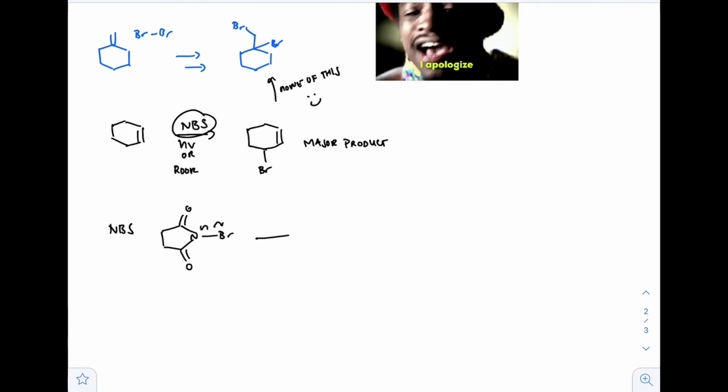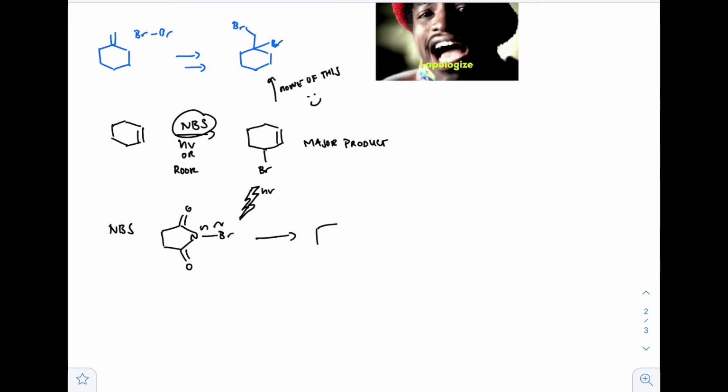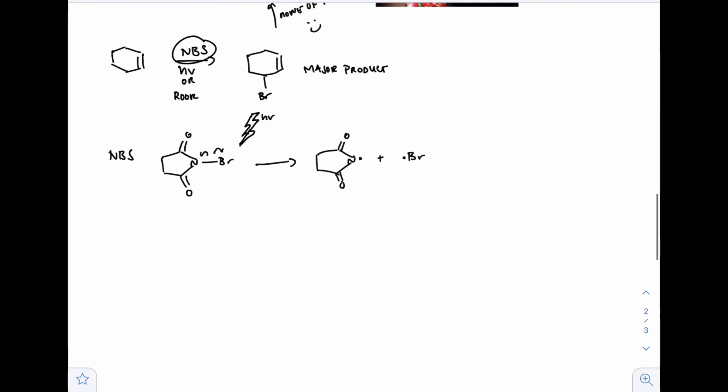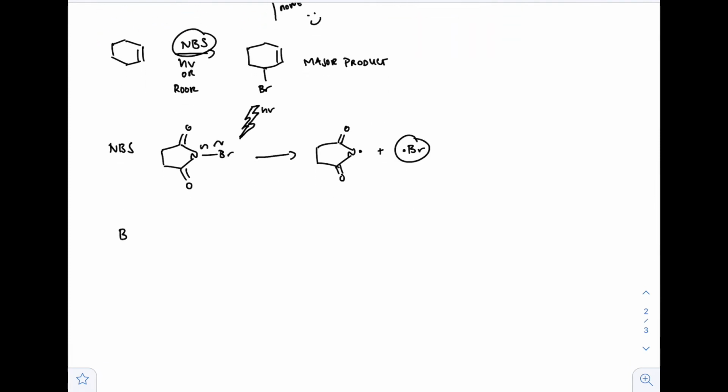So in the presence of light, it will break apart. And so check it out. Homolytic cleavage. And you get your N dot and your Br dot. Okay, now, we don't care about N dot. Bye, Felicia. We don't need that. So Br dot is what we want. So we'll bring that down here and we'll use it.